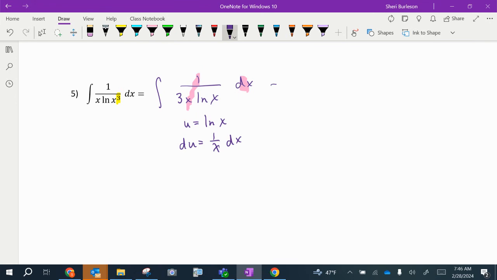And what I should see here is 1 over x dx. So this ends up getting me the integral of 1/3. I'm going to move the 1/3 out front. 1/3 of 1 over u. Oopsie, I didn't change. 1 over u du, which gets me 1/3 of ln of the absolute value of u plus c. And then to put it back in terms of x, that would be the absolute value of ln of x plus c. And we can leave it there.